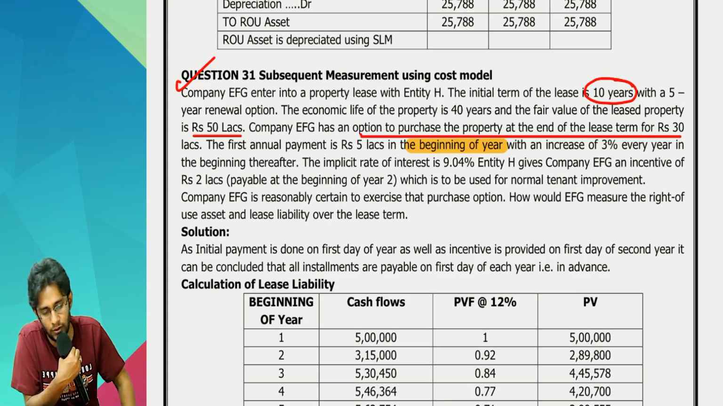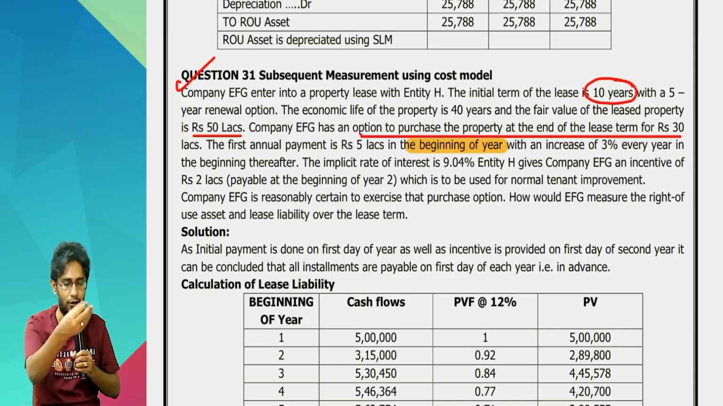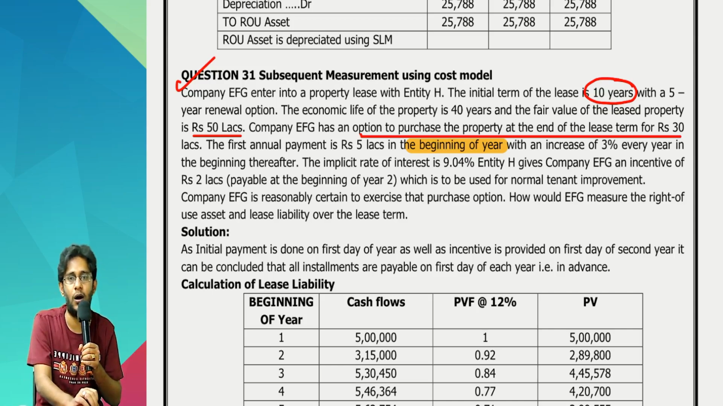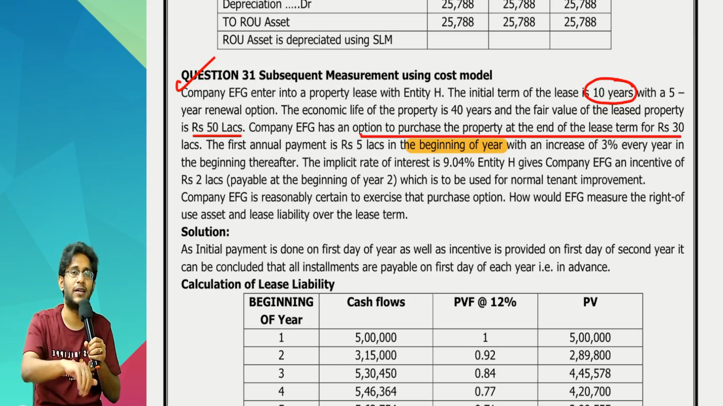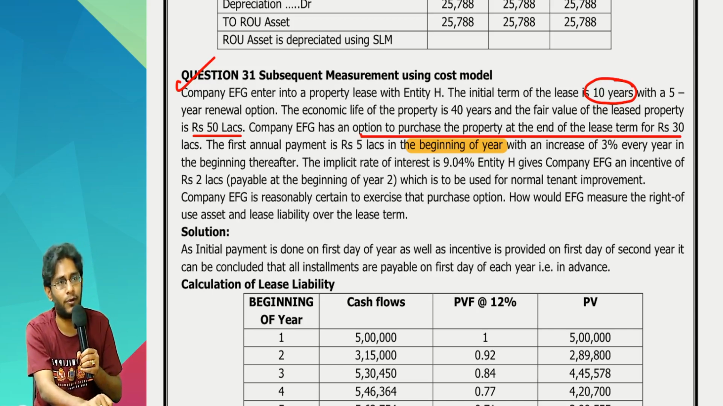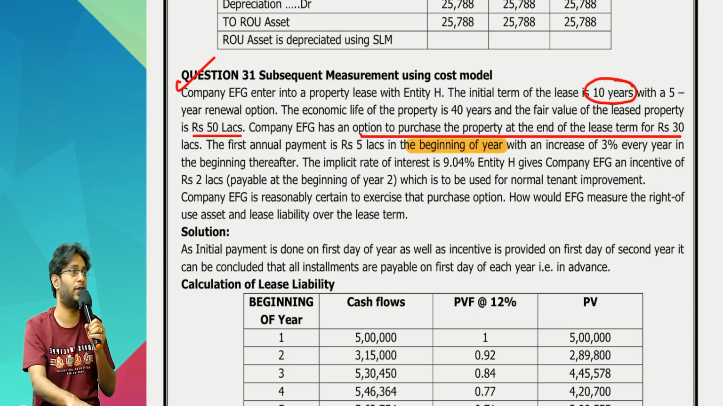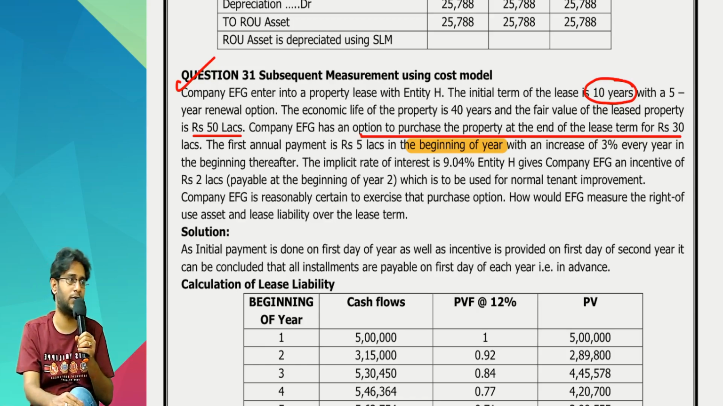Continue. Which is to be used for normal tenant improvement, whatever. Company EFG is reasonably certain to exercise that purchase option. That is visible apparently. How would EFG measure ROU asset and lease liability over the lease term? Now, take your calculator, sir. First year beginning, first day, at time 0, how much amount you are paying? 5 lakhs. Second year beginning or first year ending, again you have to make one more payment. That will be how much? 5 lakhs plus 3%, that is 5 lakhs 15,000 minus 2 lakhs. So second year beginning amount should be 3 lakh 15,000.